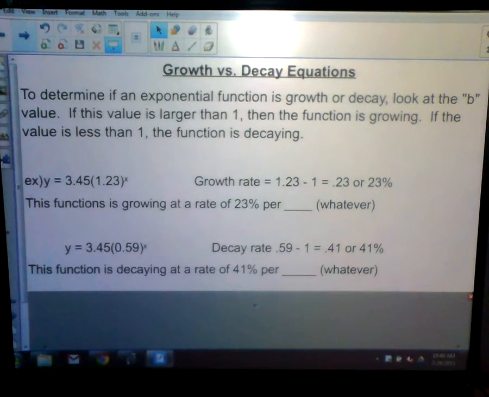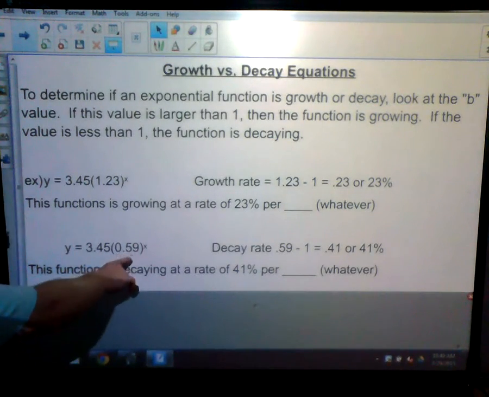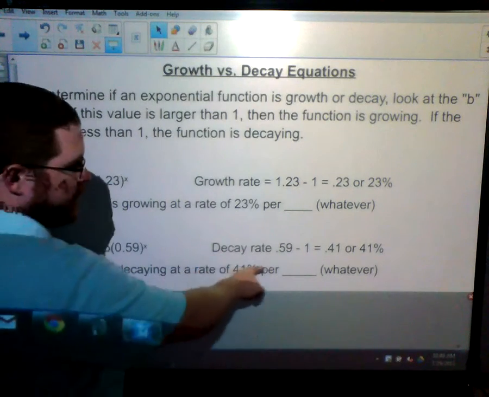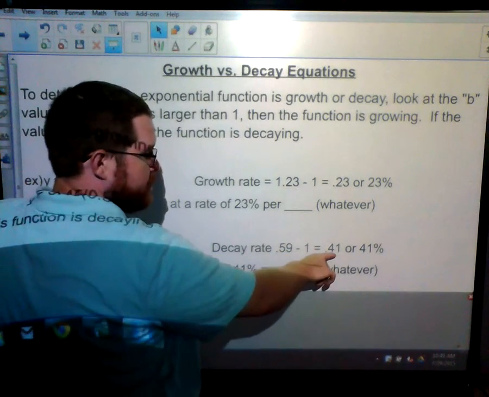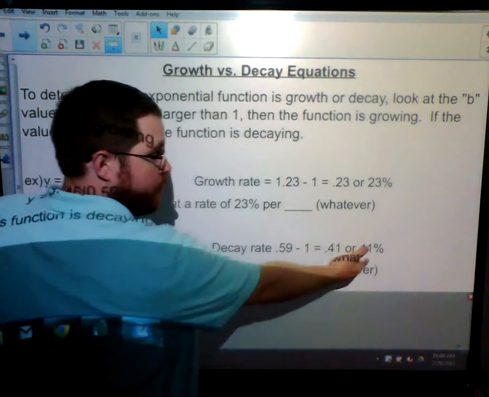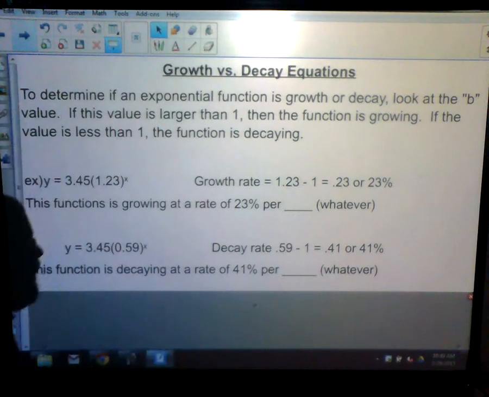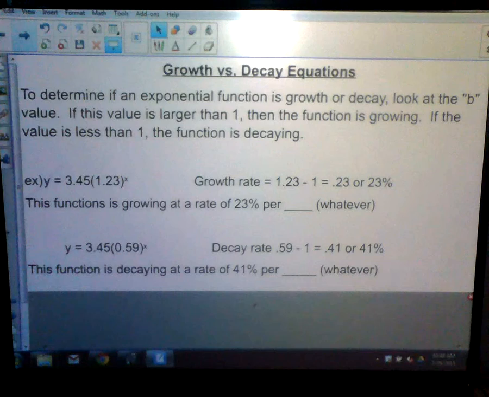Take a look at this one. 0.59 is less than 1, so it's decay. 0.59 minus 1 is negative 0.41, or 41%. I'm losing value. So I'm decaying at 41% per year, day, month, week, whatever.